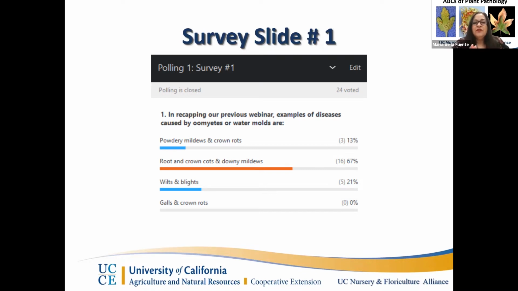Come on, guys, 5 more seconds. Go with your gut. Well, as you can see, most of you guessed it or know it right. Remember, powdery mildews are different than downy mildews, and only downy mildews are caused by water molds.